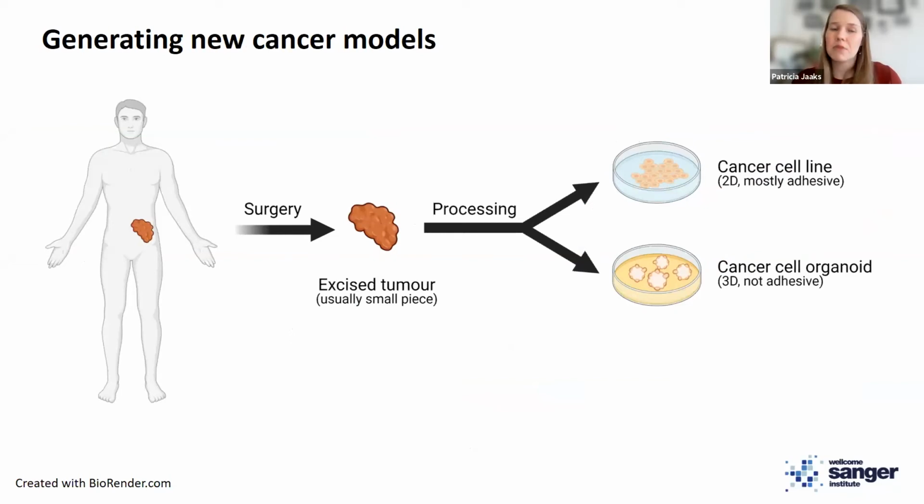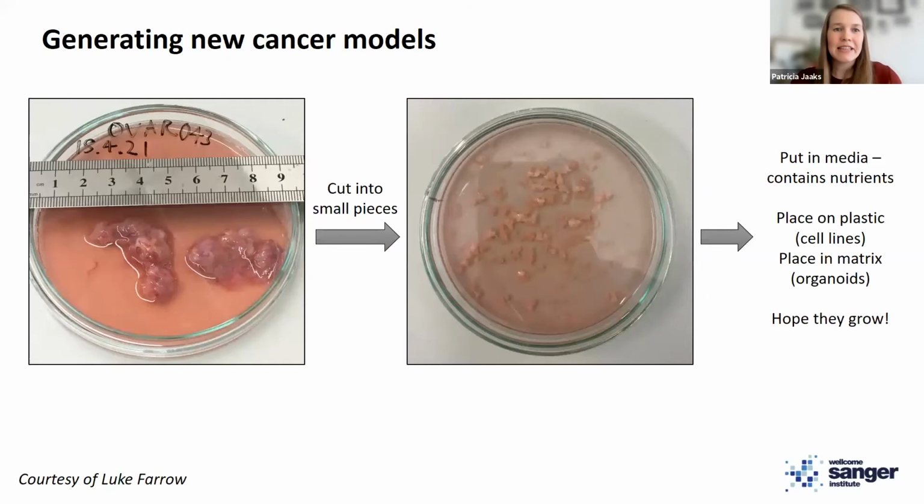And that is, it's a lot of work and a lot of hope. So what we get in the lab is we get small pieces from surgeries. So when the surgeon removes a tumor, they might cut a little piece for us, send it to the lab, and then we process it. We cut it up and we basically put it on plastic for cancer cells or in a matrix for organoids, which are two different types of models, as you can see in the schematic. And then we just hope that they grow. It's very basic.